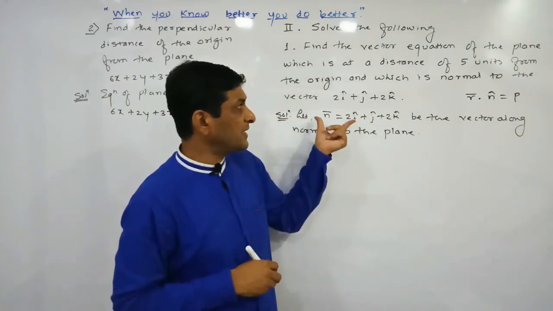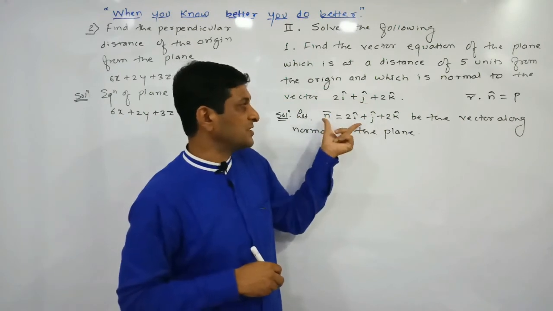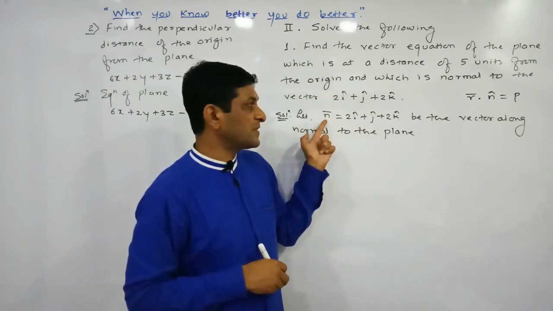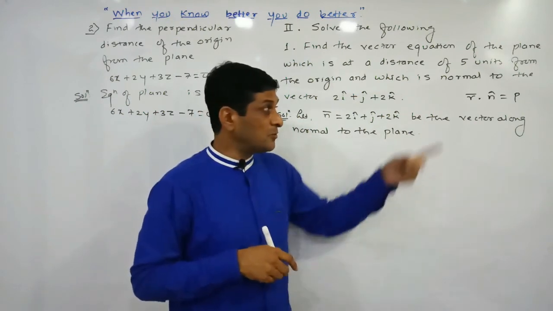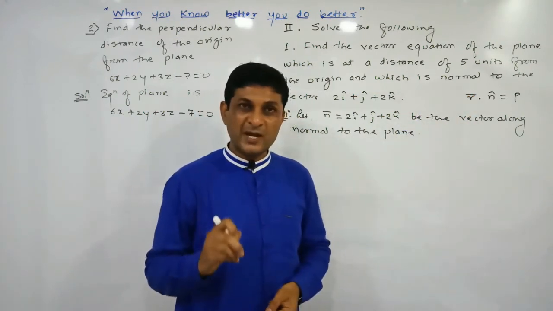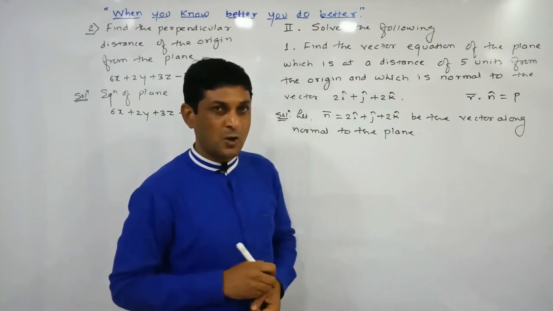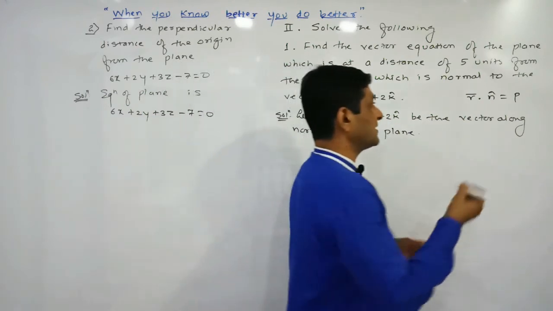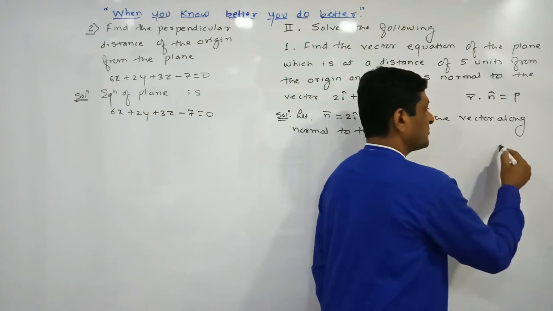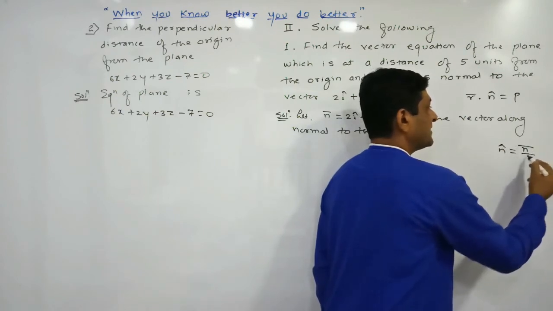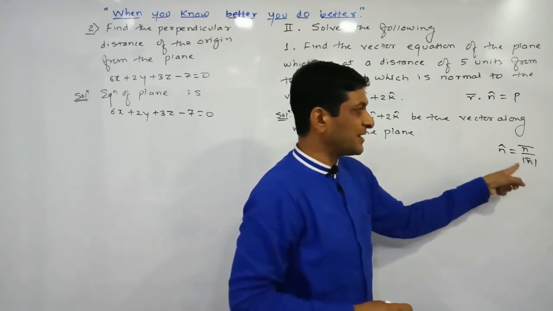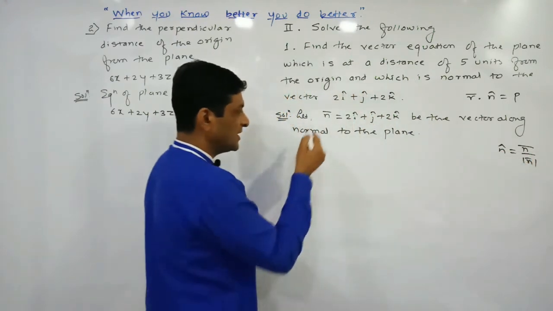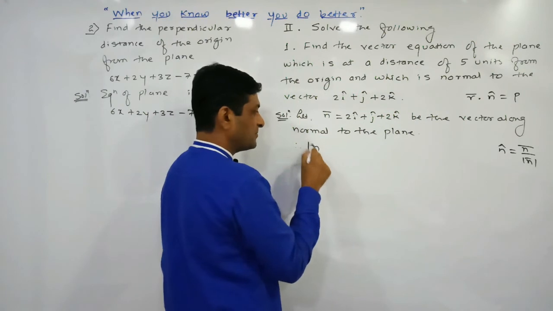So here the vector along the normal is given to us. We have denoted this vector by n bar. n bar is the vector along the normal to the plane. But to apply this formula we will require the value of n cap, the unit vector along the normal. The unit vector can be found as n bar divided by its magnitude. So to find n cap we will require the magnitude of n bar also. So first we are finding the magnitude of n bar.